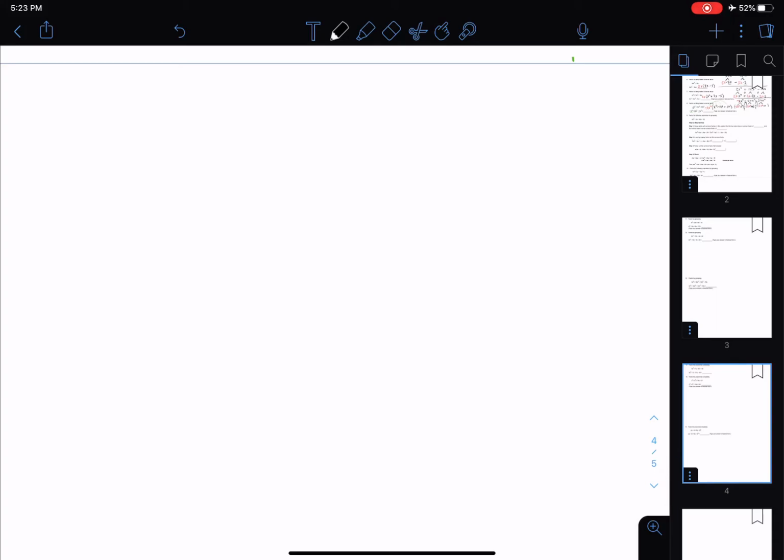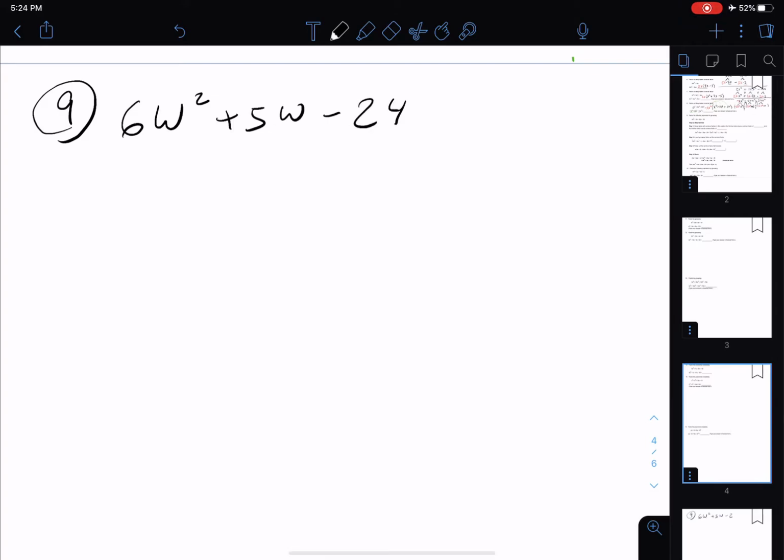So anyways, we're down here, and I would like to do problem number 9, and then we'll go up and do their fill in the blank part of this. It's 6w squared plus 5w minus 24w minus 20.